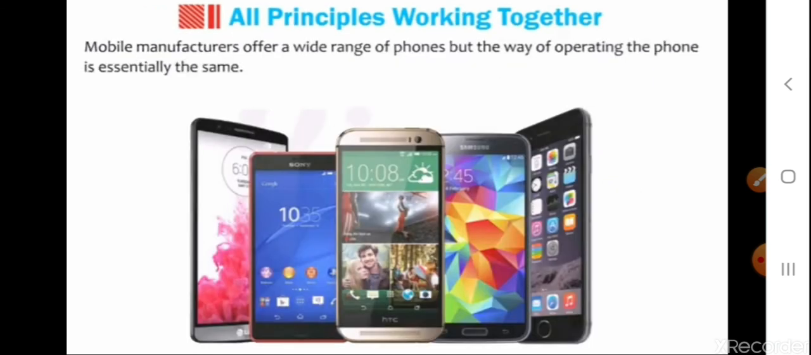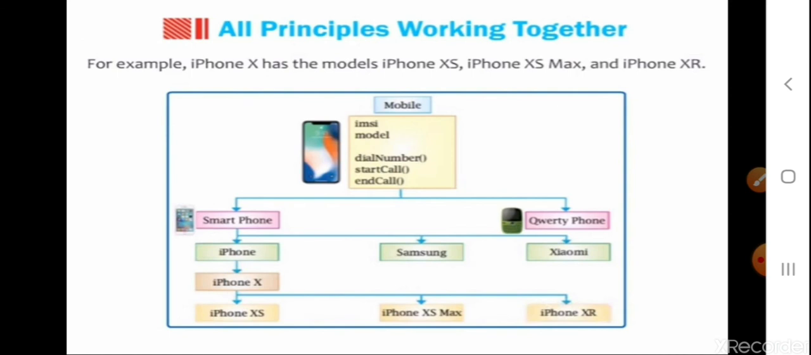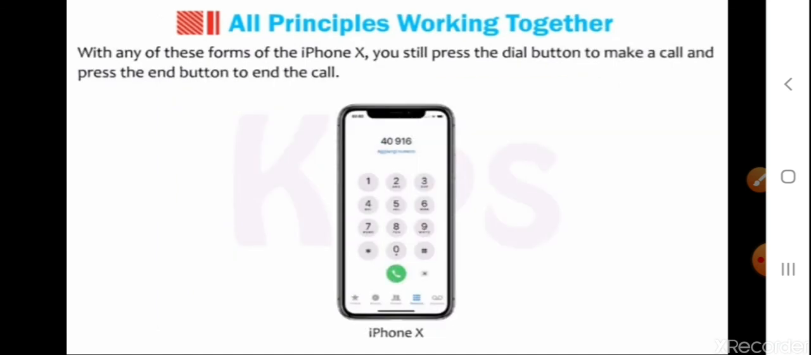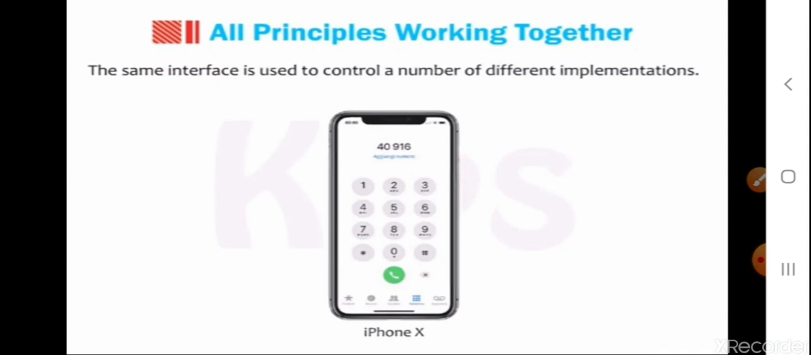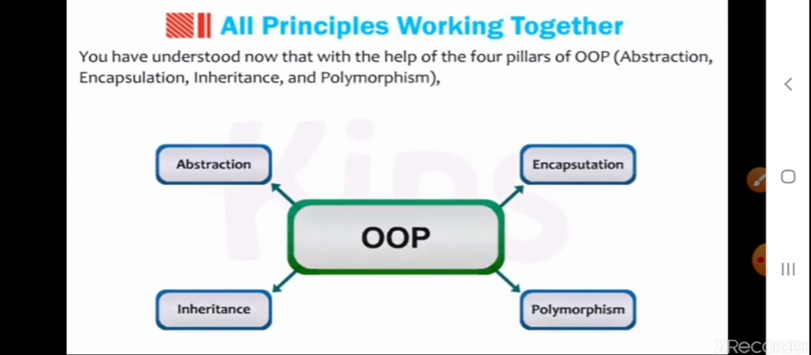Mobile manufacturers offer a wide range of phones, but the way of operating a phone is essentially the same. For example, iPhone X has models iPhone XS, iPhone XS Max, iPhone XR. With any of these forms of iPhone X, you still press the dial button to make the call and press the end button to end the call. The same interface is used to control a number of different implementations.